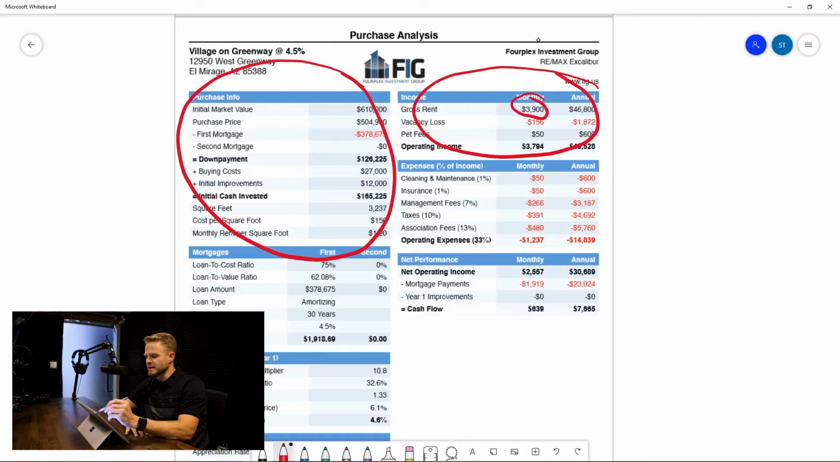Once you figure out those things, that's going to get you what's called an operating income. You want to know what you're going to be making on your investment property, which is really important. That's what it's all about. And once you know that, then you can take it a step further.